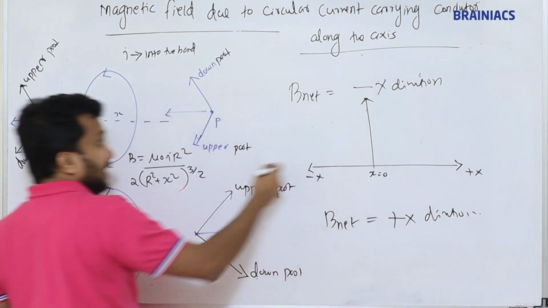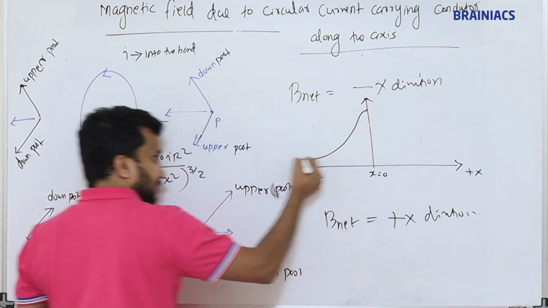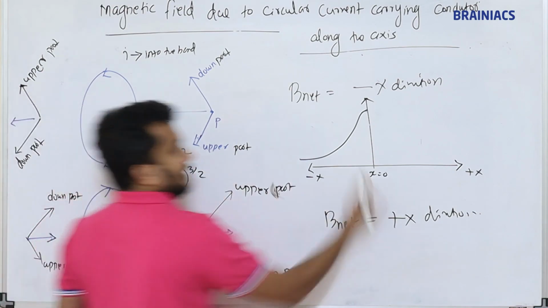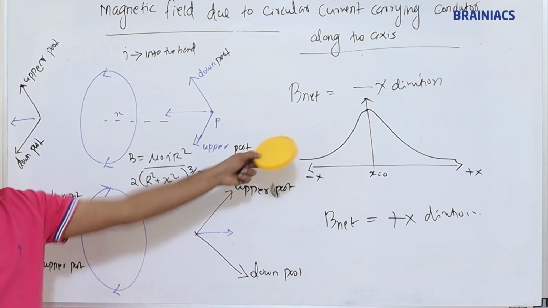So once you are going in the negative X direction, one magnetic field is in the negative X direction. And another magnetic field, the center is maximum, and that is in the positive X direction. So this is the graph.